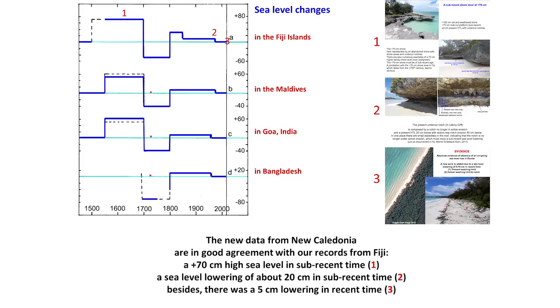This has been presented before. The sea level changes in Bangladesh, Goa, Maldives, and Fiji Island. As you can see, there is a high level here in the 17th century. It's a low in the 18th century, high again. And then in all of them, there is a change in sub-recent time, 1950, 1960, 1970.